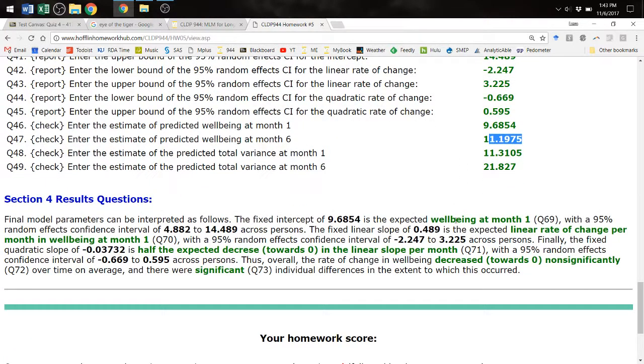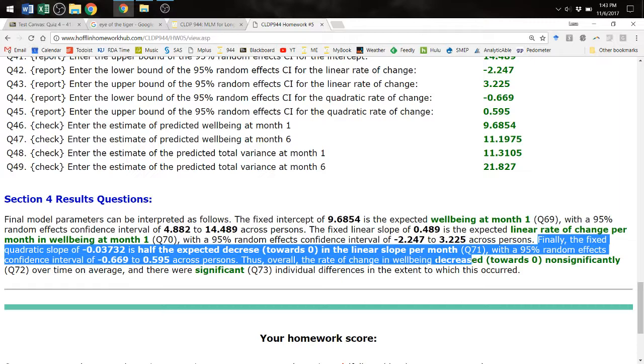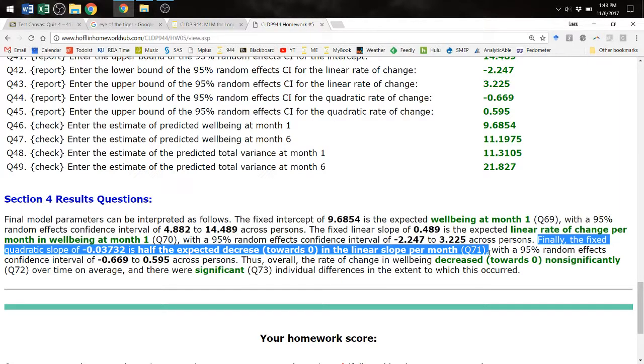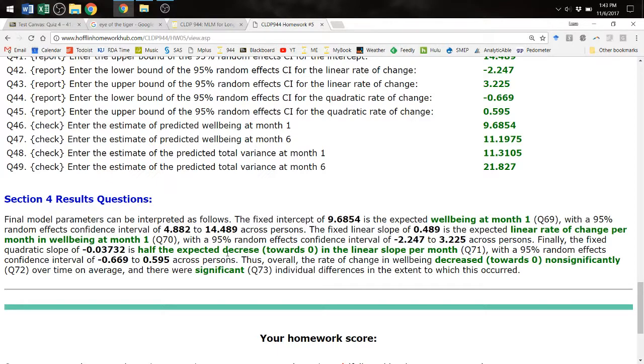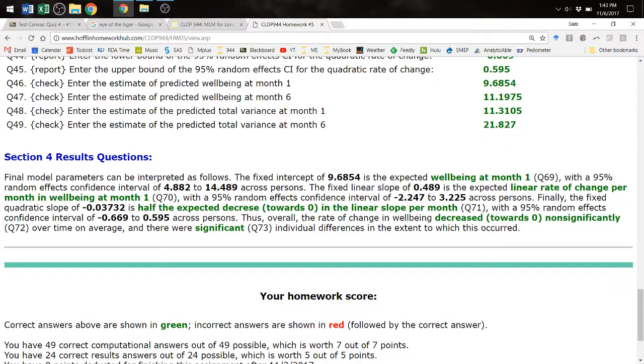And this one was a popular one to miss here. The fixed quadratic slope is indeed half the expected decrease towards 0 in the linear slope per month. So the quadratic itself is half the rate of acceleration. That means we need to multiply it by 2 to get it to be the actual rate of acceleration or deceleration. All right.